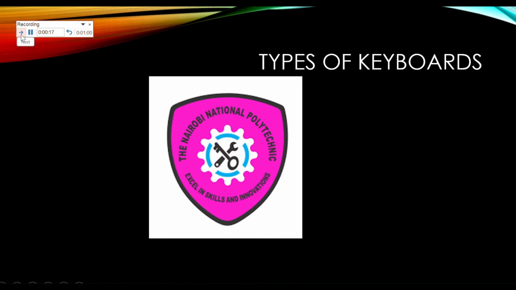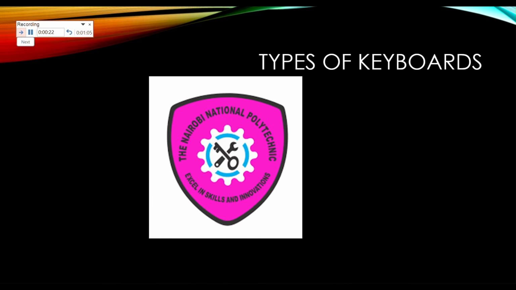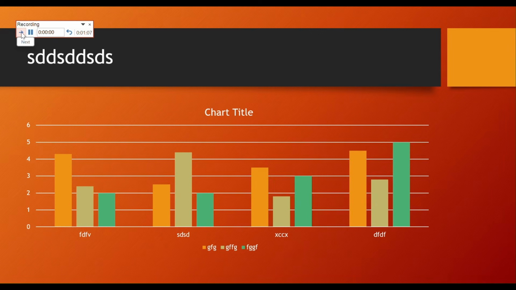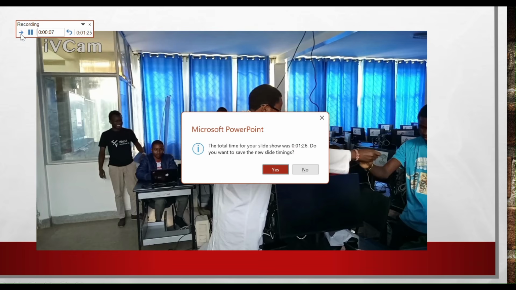I'm now at 58 total. I click, it then does the next action. Then after some seconds, I then click. If it's a new slide, it again moves to the next slide. So far I've used 1 minute, 13 seconds. So I'm supposed to go that way up to the time I get to the end. If this is a picture, I would want it to stick on the screen for some seconds. And then once I get to the end, a message will appear telling me the total time for the slideshow was 1 minute 26. Do you want to save?